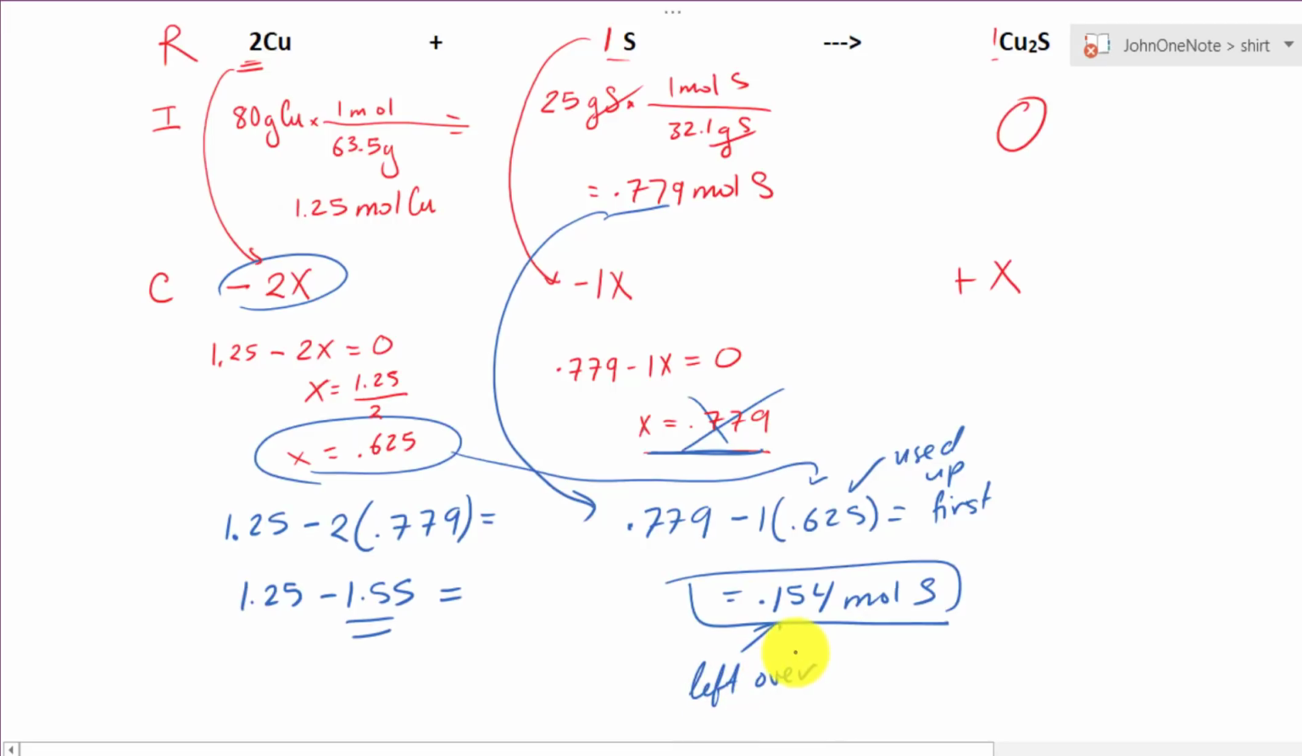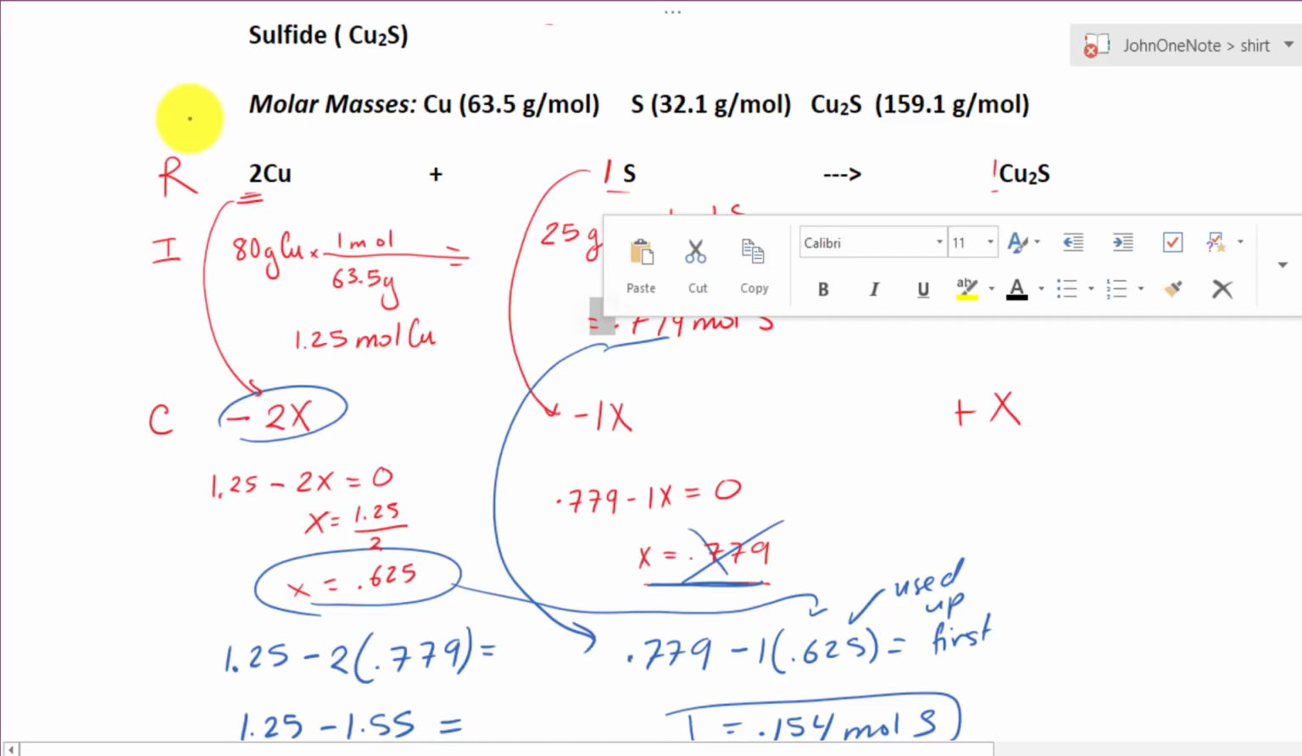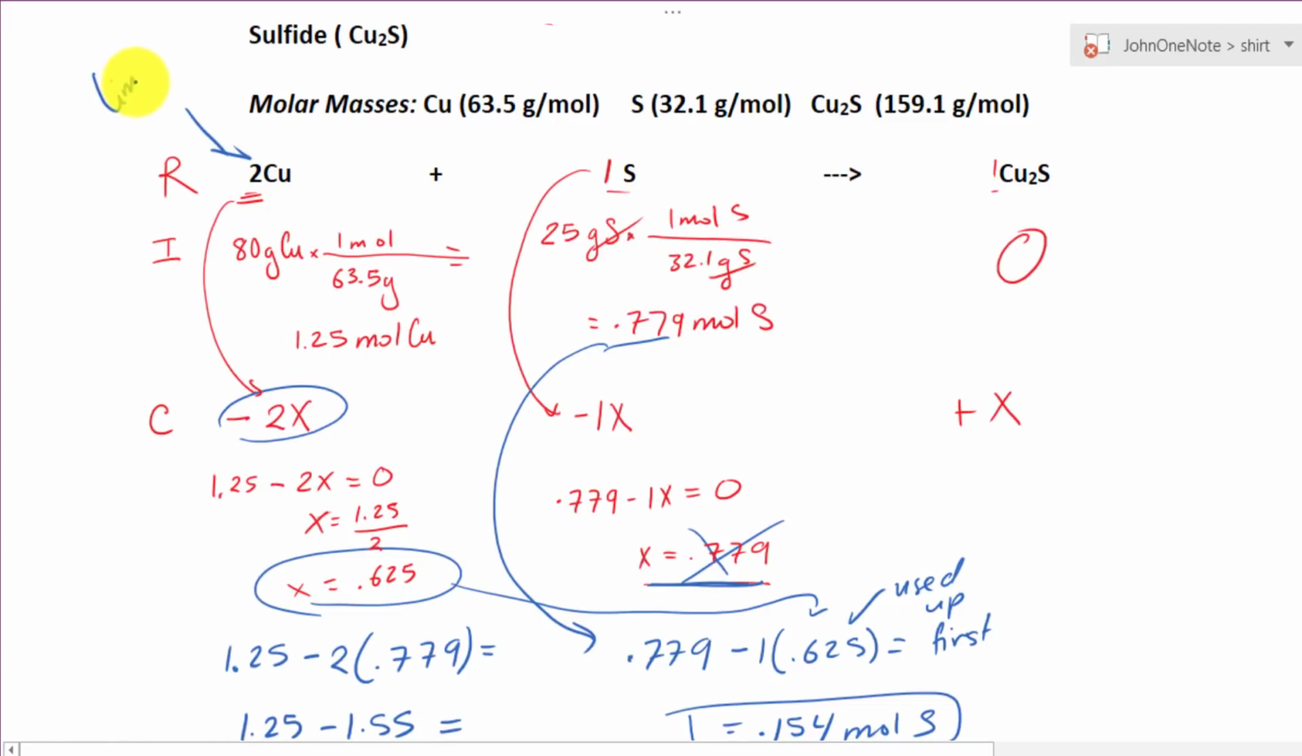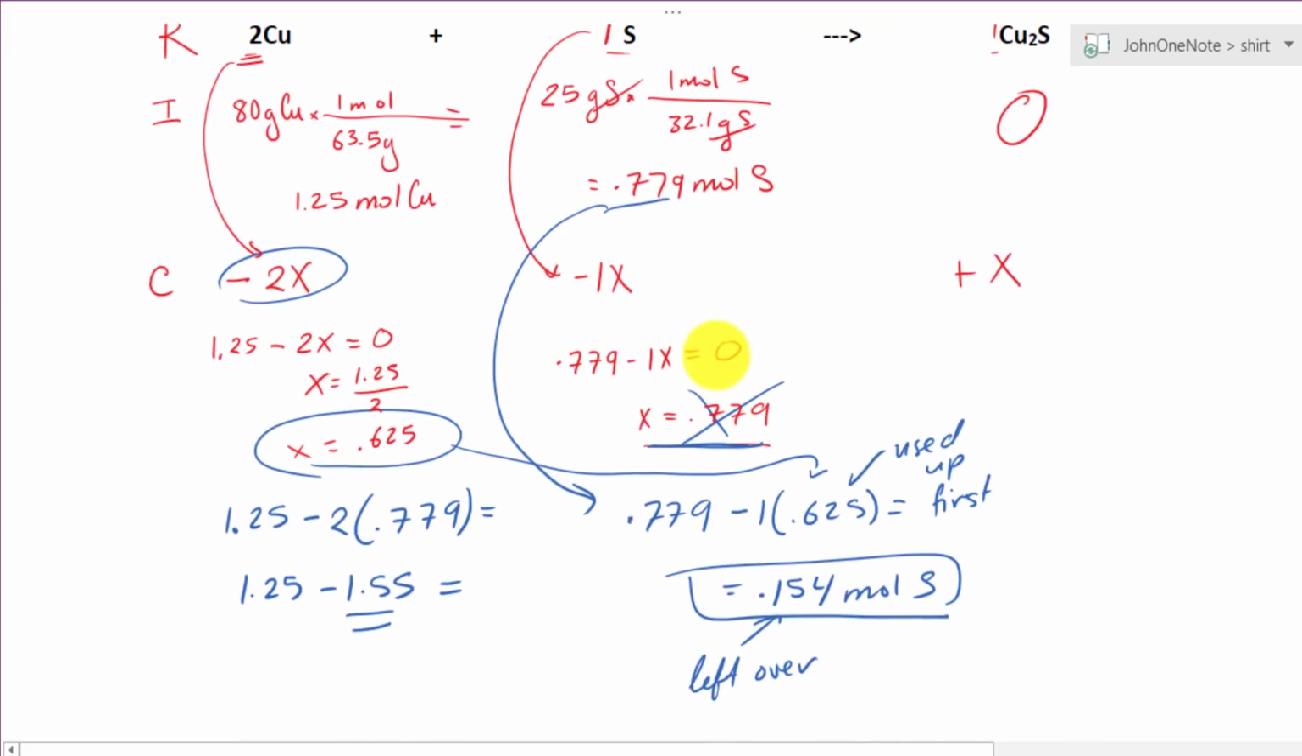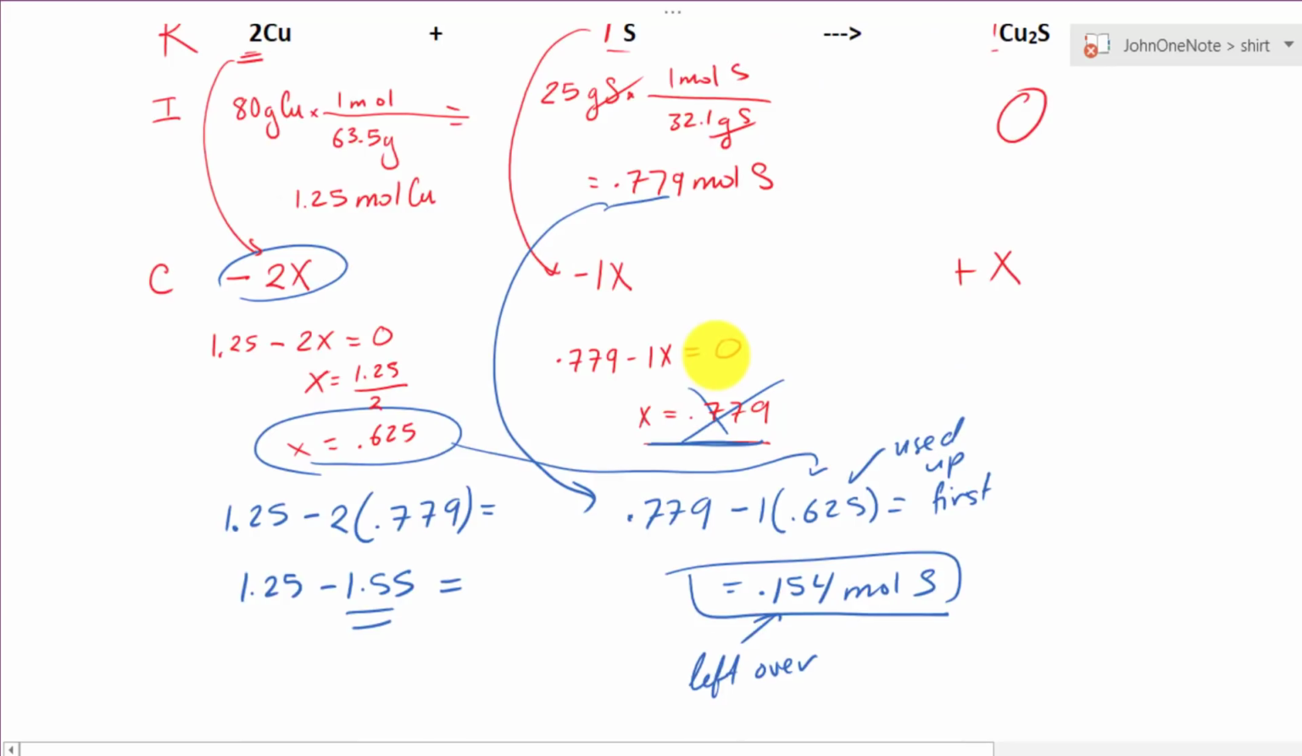So therefore, this right here must be our limiting reagent or limiting reactant. And now, how about the product? Remember, we can see the change in terms of x. And if x is the one that is going to be approved as 0.625, because this is the limiting reagent, so what does plus x really mean? It's just plus 0.625. And that is how many moles of copper sulfide are being produced.